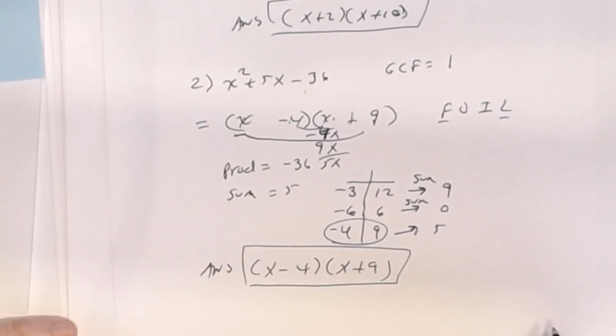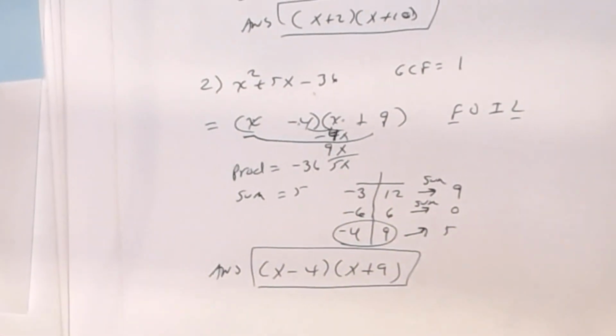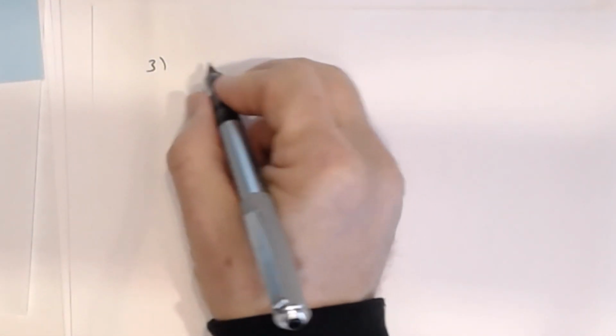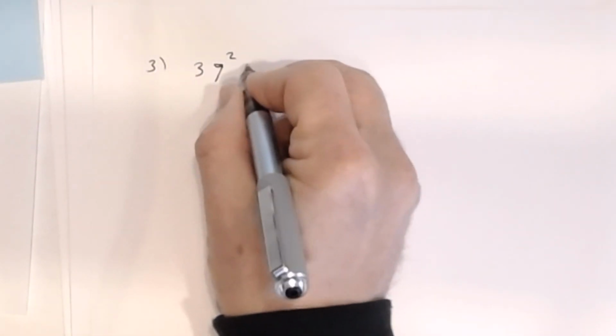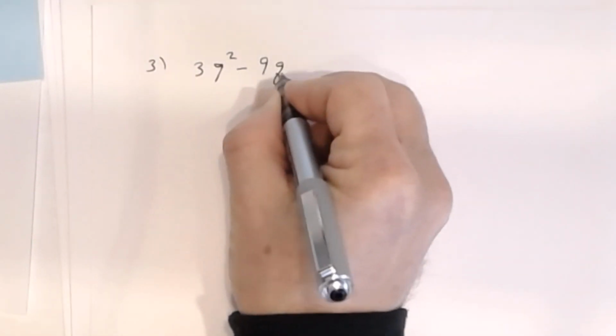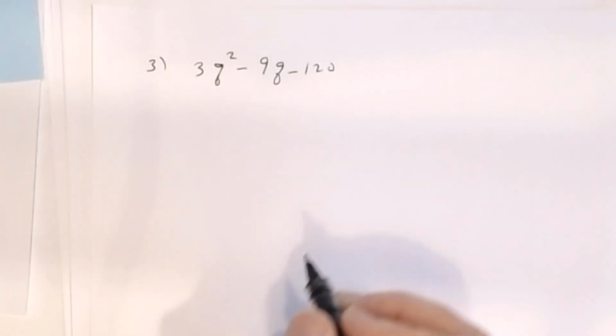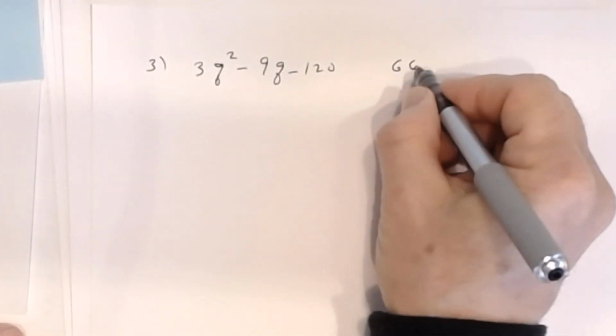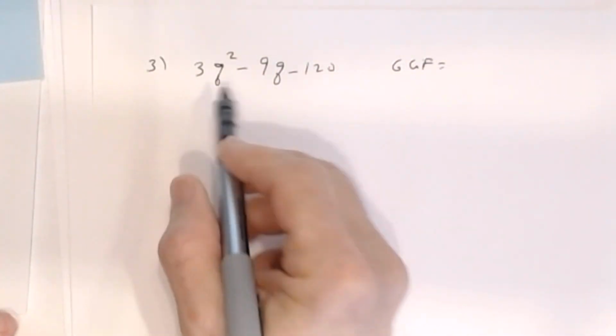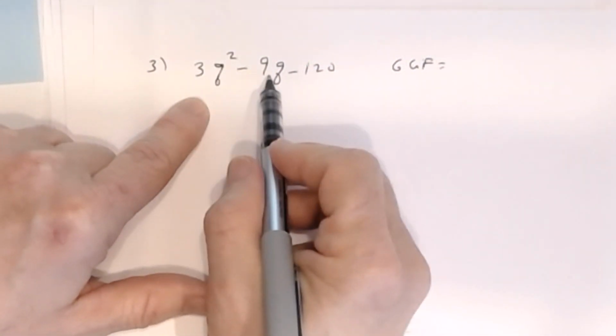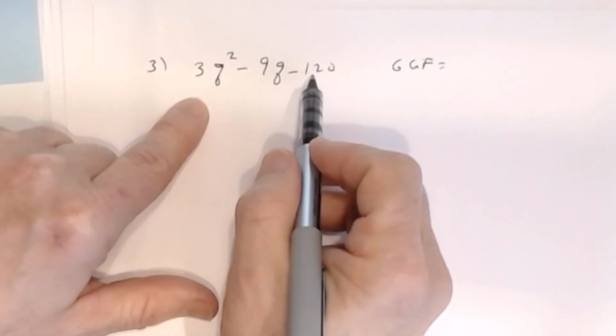That's the answer there. All right, let's look at number 3. We have 3q squared minus 9q minus 120. Now remember, we got to look for the GCF. So the GCF, that's a 3, that's a negative 9, that's a negative 120.